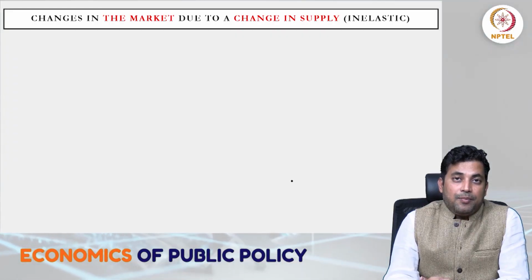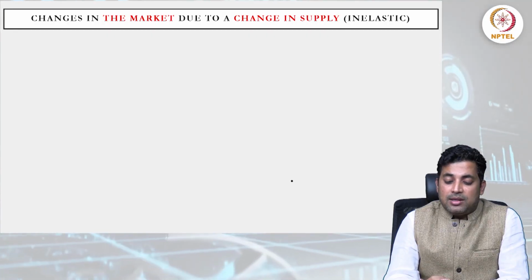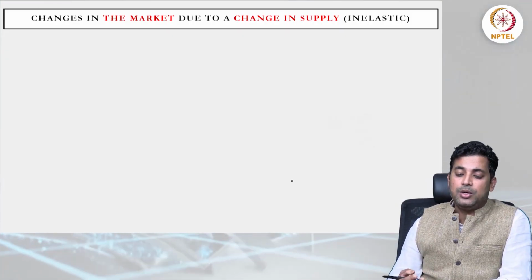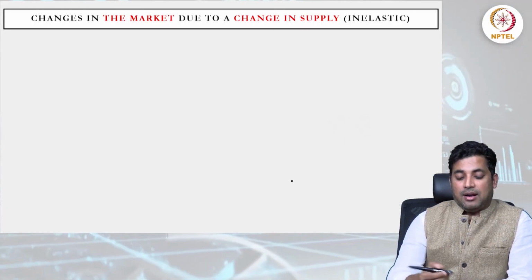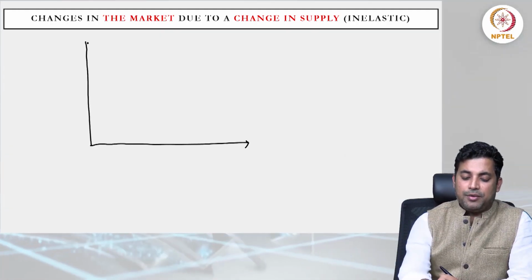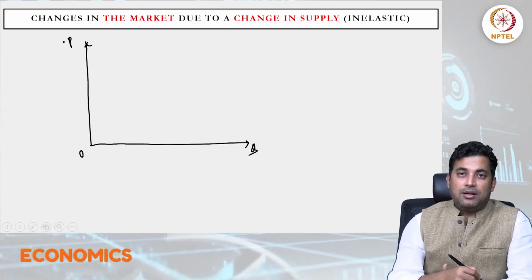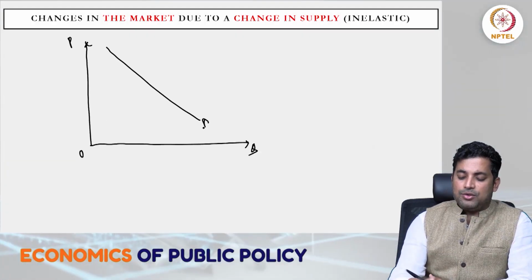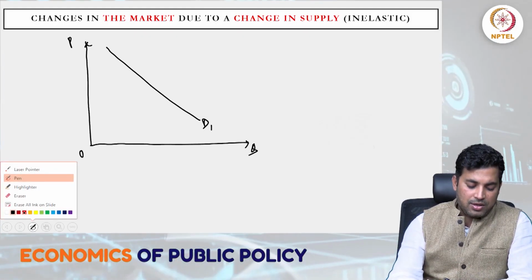So we already know how market equilibrium takes place, where demand and supply interact with each other. Here let us understand what changes happen in the market due to changes in the supply, and let us take the example when supply is very inelastic. Let us illustrate with the help of a diagram, where we are measuring price on the vertical axis and quantity on the horizontal axis, and say the demand curve is not changing, so there is no change in the demand.